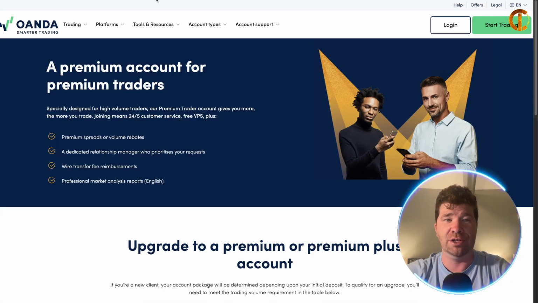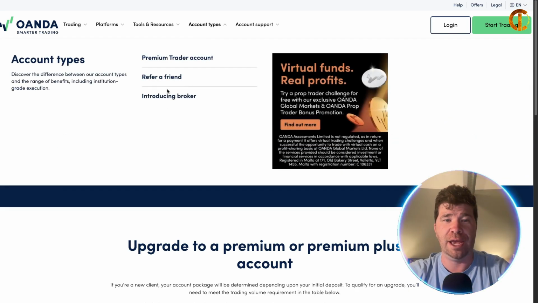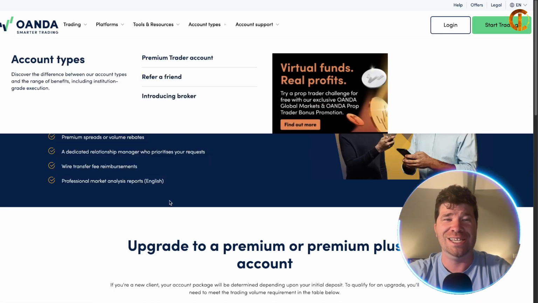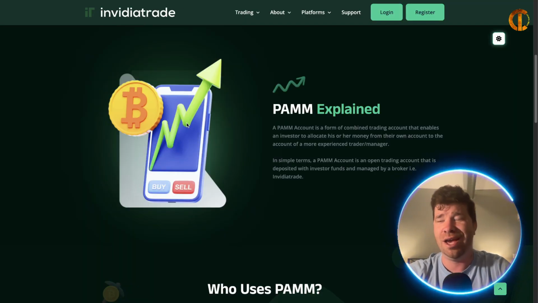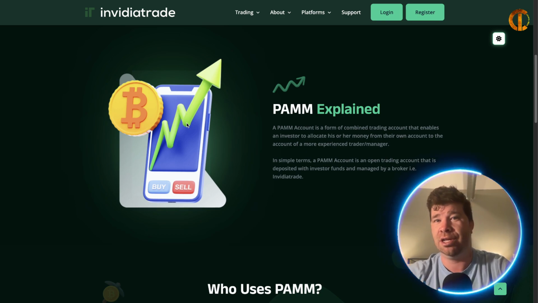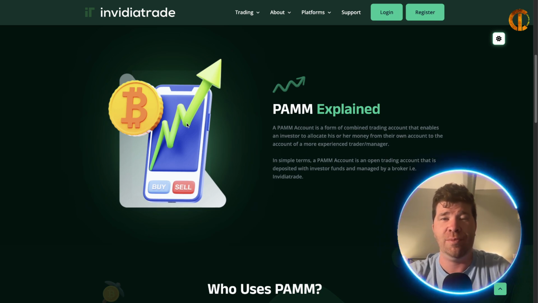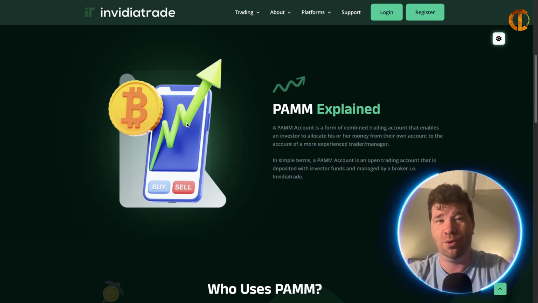If we take a look here, I did not see anywhere where it talked about a PAM account. Introducing broker, maybe. That's definitely not refer a friend. I didn't see that they offered this, Oanda, which is okay, but hey, some people don't even have time to trade. They just want to get in, deposit, and let their money grow. They don't have time, or maybe they're not able to read charts and go through the whole process.